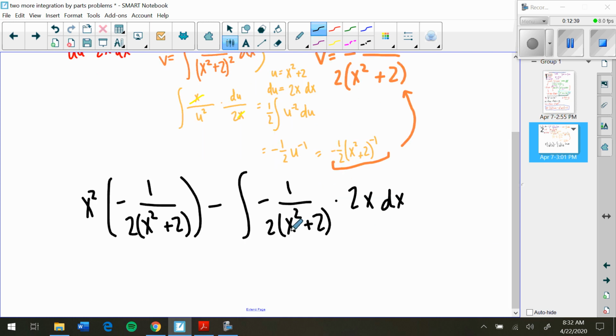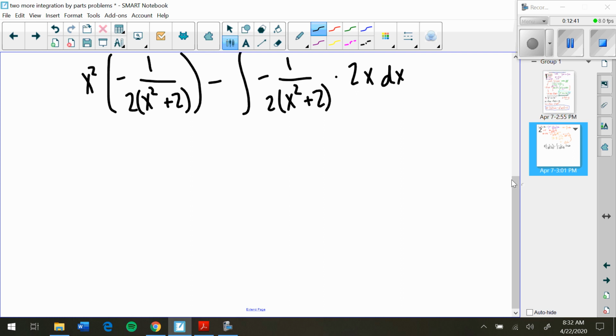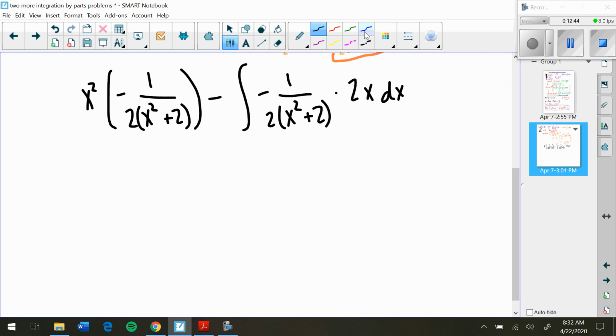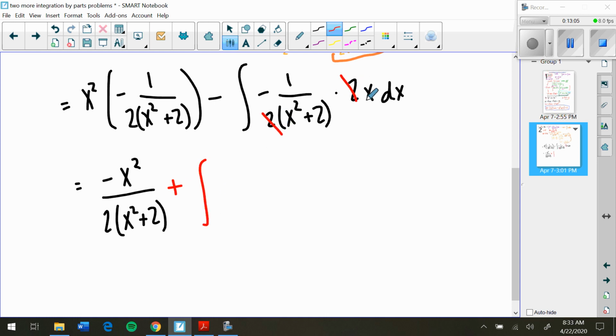Okay, let's make this a little nicer. I'm going to make this look like -x squared over 2 times the quantity x squared plus 2. All right. I am going to pull this negative out. All right, so we technically have plus, and I'm going to cancel these 2's. So we have the integral of x over x squared plus 2, all with respect to x.